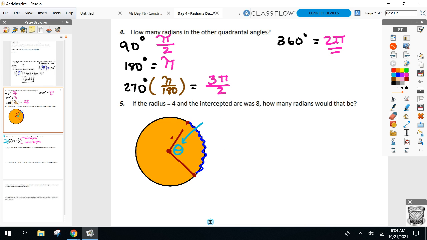Ready? Radius is 4. Radius is 4 units. The arc length is 8 units. How many radians would that be for that angle? All right, so let's get out the formula. Theta equals S over R. What's the 4 belong to? The R. Radius. 4 belongs to radius, so it's going to go in for R.